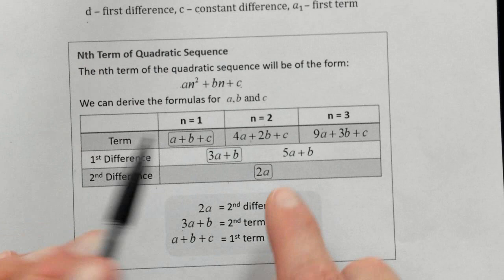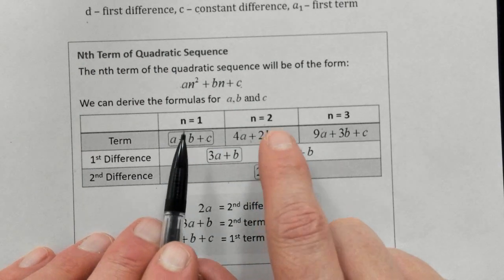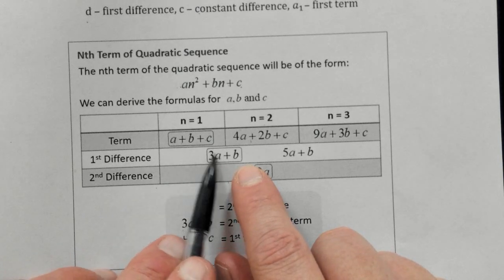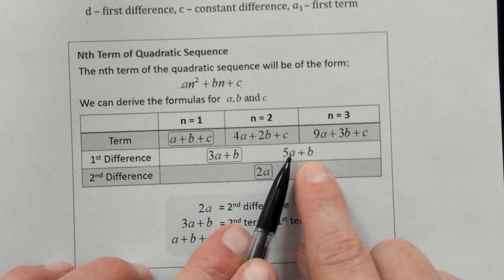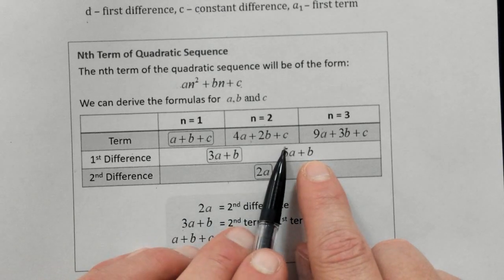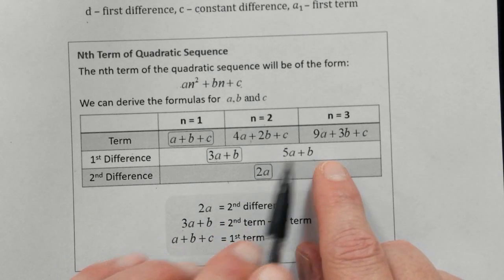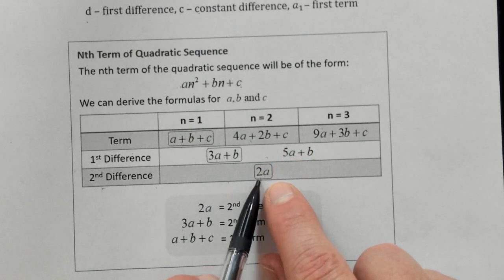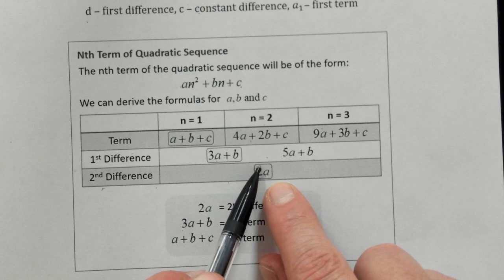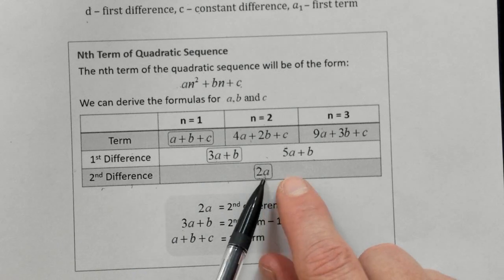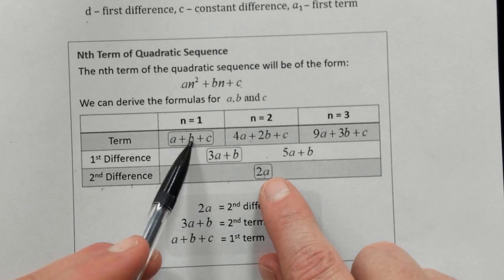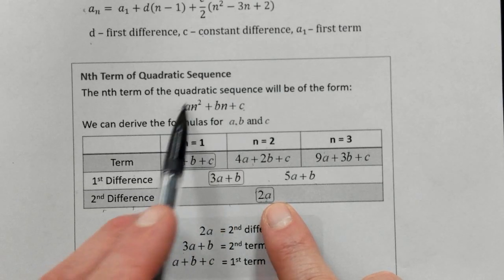What happens when I subtract these two? I get 3A plus B, so the first difference should equal 3A plus B. The second number in the first difference should be 5A plus B. And then when I subtract these two together, the second difference should be 2A. So we can take 2A, put it equal to the second difference, and solve for A. Then plug A back in, solve for B. Then plug A and B in and solve for C, and we can write the explicit formula that way as well.